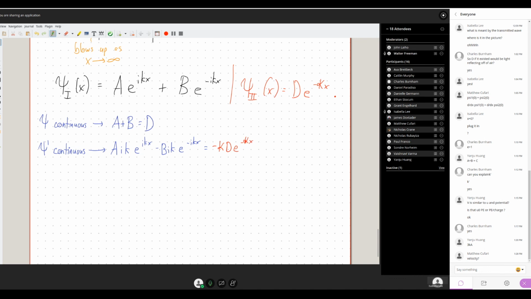Now again, because we are at x equals 0, all of those exponentials don't do anything, and this just gives us ikA minus ikB equals minus kappa D. I don't have time to do all of the algebra here in 2 minutes. We can pick this back up later on Thursday.